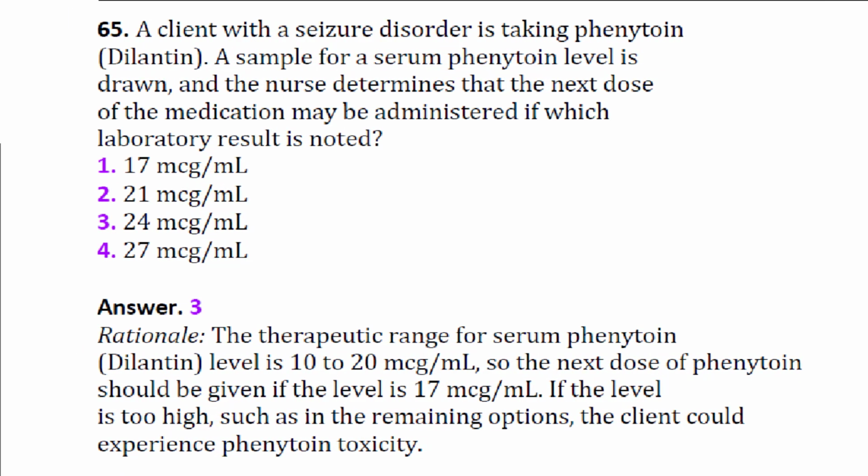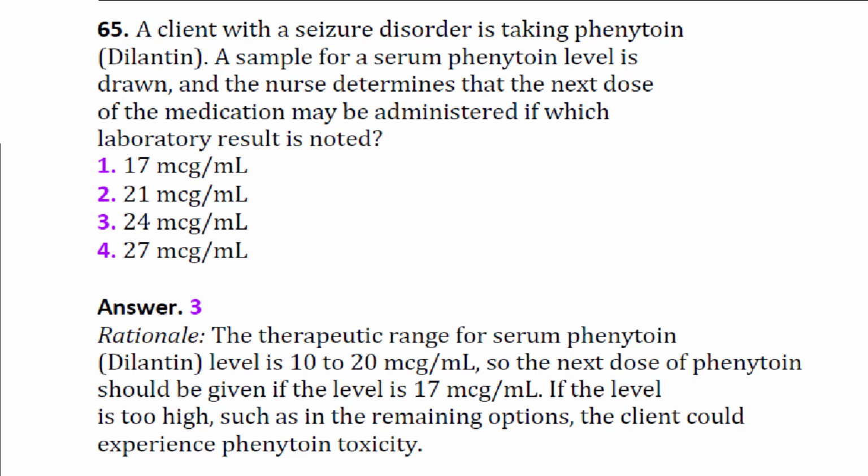65. A client with a seizure disorder is taking phenytoin, Dilantin. A sample for a serum phenytoin level is drawn, and the nurse determines that the next dose of the medication may be administered if which laboratory result is noted? 1. 17 mcg per milliliter. 2. 21 mcg per milliliter. 3. 24 mcg per milliliter. 4. 27 mcg per milliliter.